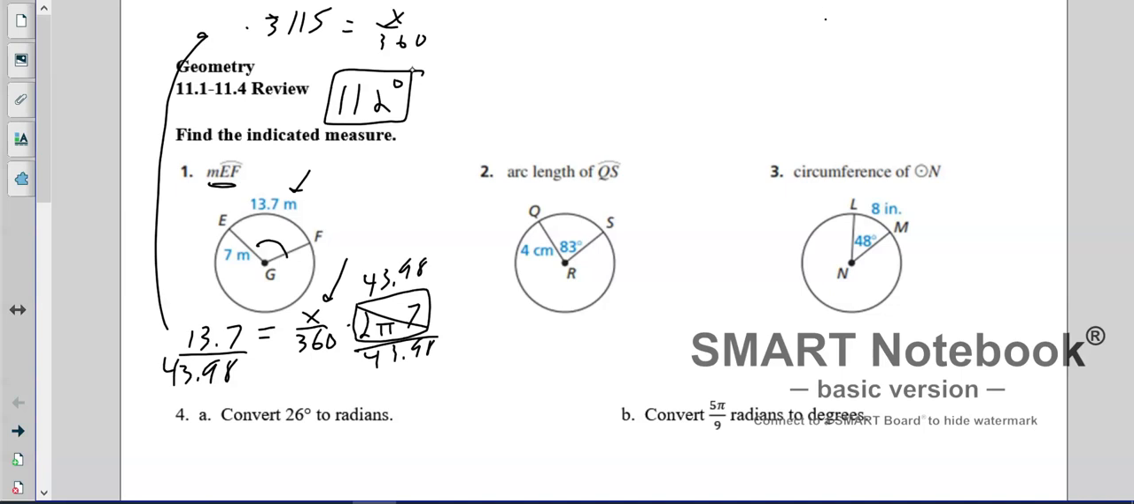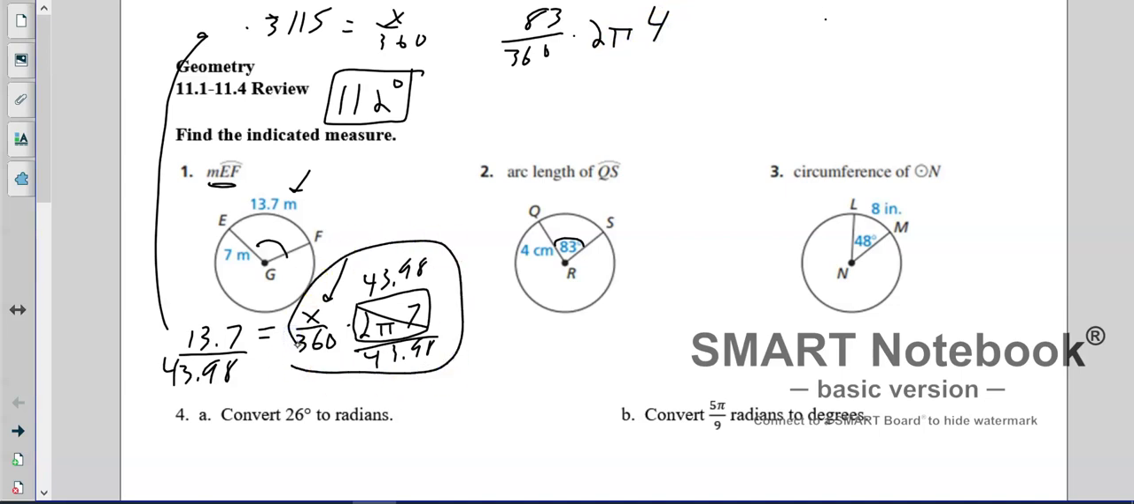So number 2, arc length of QS. All right, so this time we do know the measure of the arc. Okay, so we do 83 over 360 times 2 pi radius. And remember, that was the same thing we did over here, except before we didn't know the measure of the arc, but we knew the arc length. Here we don't know the arc length. This is our unknown over here. So if we just calculate the right side, number crunch it, we're good to go.